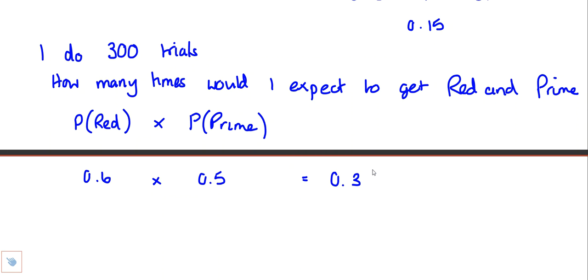What do I then do with that? Multiply by 300. So I expect 0.3 of the 300 trials to be what I'm looking for. So what's 0.3 of 300? 90. So I expect 90 times to get red and a prime number.